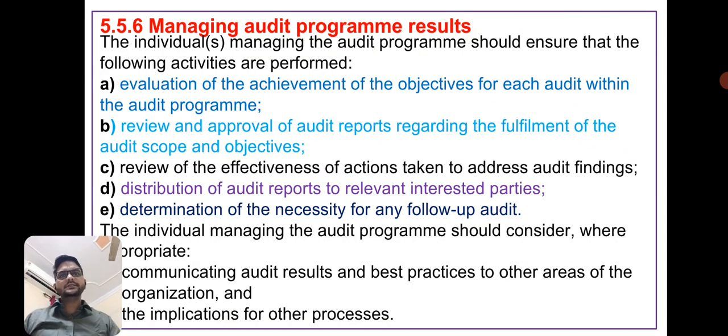Next is managing an audit program's results, that is 5.5.6. The individual managing the audit program should ensure the following activities are performed. Evaluation of the achievement of the objectives for each audit within the audit program. Review and approval of the audit reports regarding fulfillment of audit scope and objectives. Review of the effectiveness of the action taken to address the audit findings, and distribution of the audit report to relevant interested parties. Determination of the necessity for any follow-up audit.